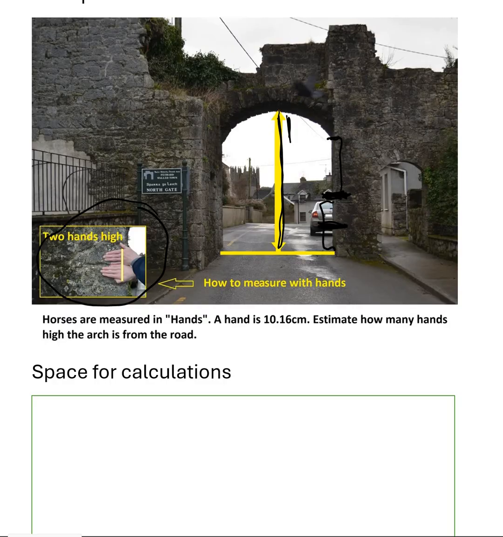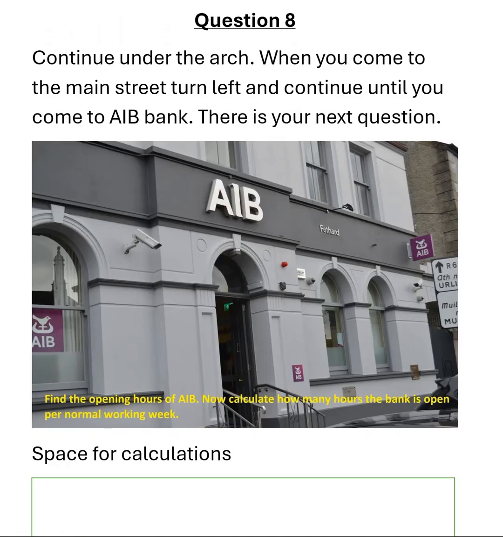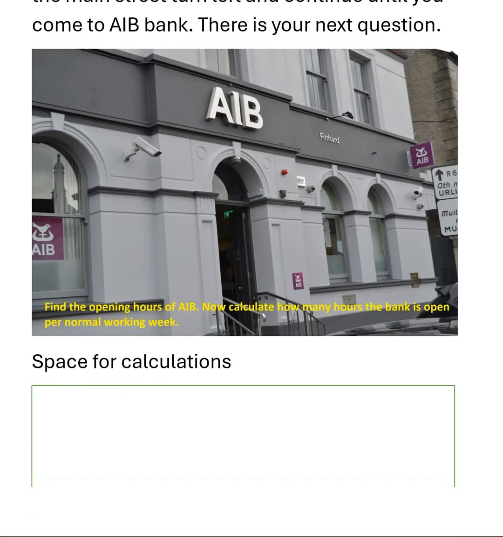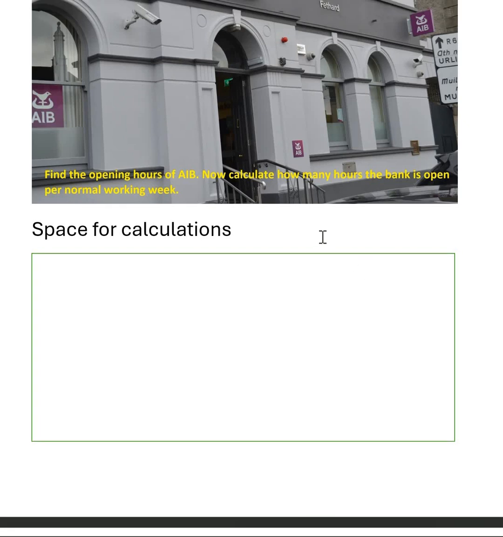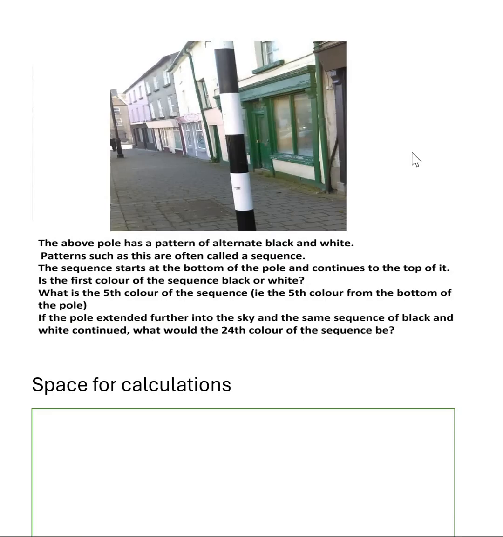And it's an estimate. The next one, you're going to go to the AIB bank, and like the coffee shop in Feathertown Park, you're just going to add up how many hours the bank is open during the week. So I'm not going to do this one. I think you'd be well able to do this one yourself. The next question is to do with patterns.